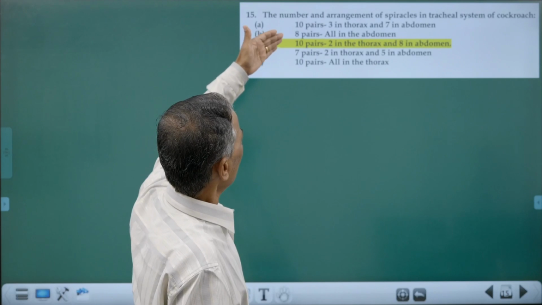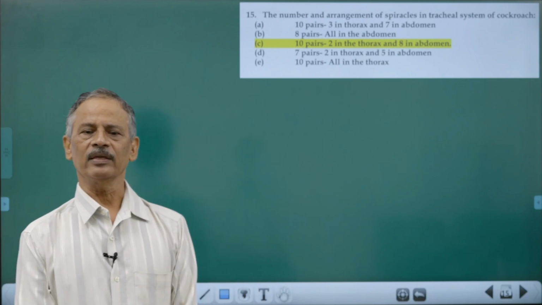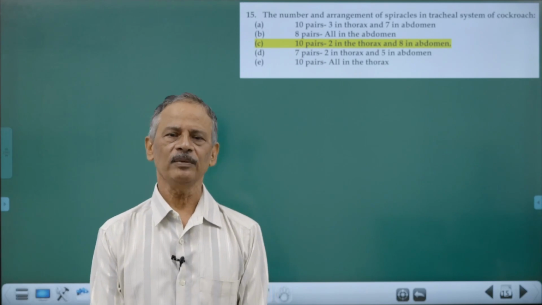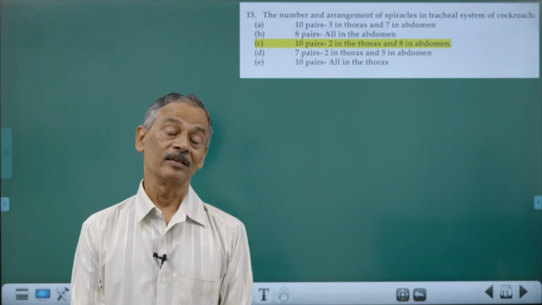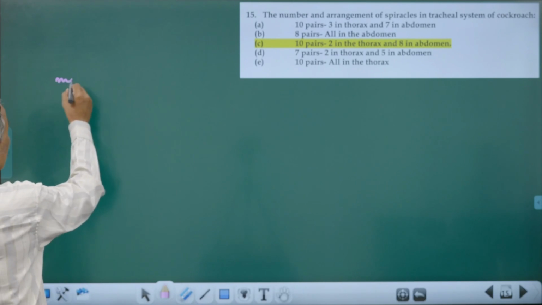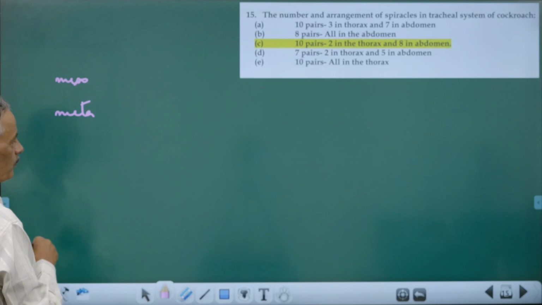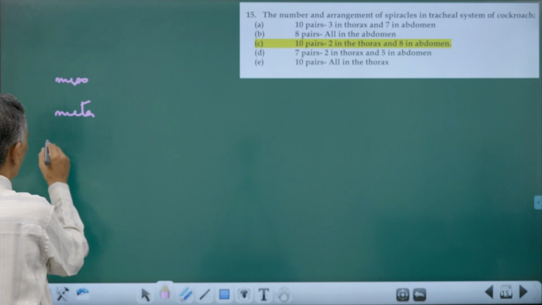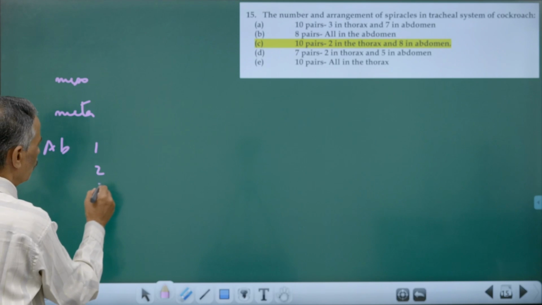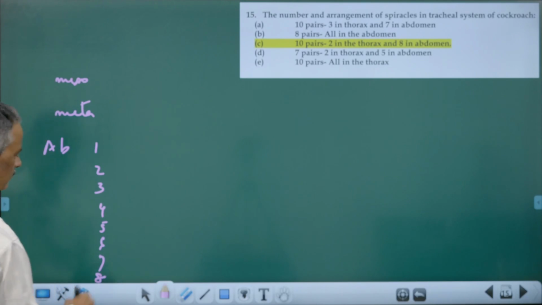Again, number and arrangement of spiracles in tracheal system of cockroach. Insects are having tracheal system of respiration. They will be having 10 spiracles. What are the segments? 2 are in the thorax. 1 in mesothorax, 1 in metathorax. And in abdomen, segments 1, 2, 3, 4, 5, 6, 7, and 8. So this is the arrangement of spiracles.